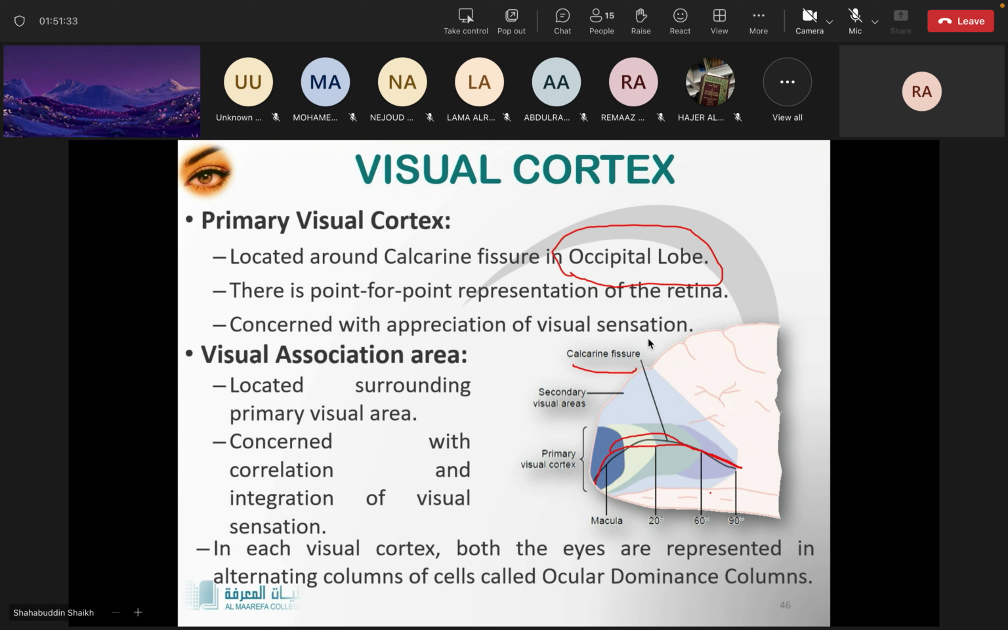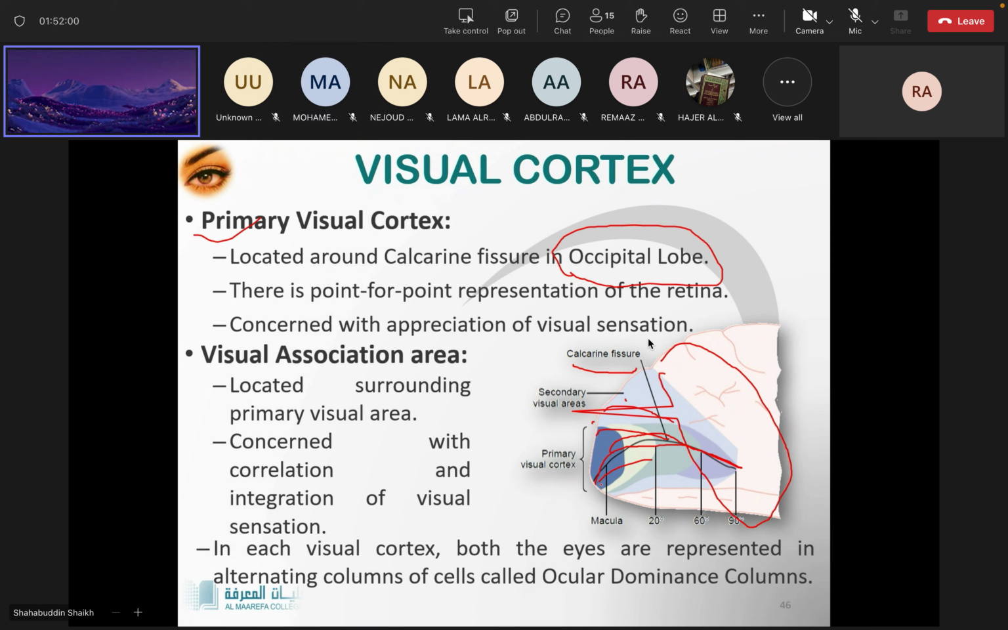So surrounding that, whatever gyrus is there, that is the gyrus which has the primary visual cortex. Outside this primary visual cortex, you have secondary visual cortex. Outside this secondary visual cortex, you have a very large association visual cortex, which is extending into the parietal lobe also. Are we clear? Yes, clear.